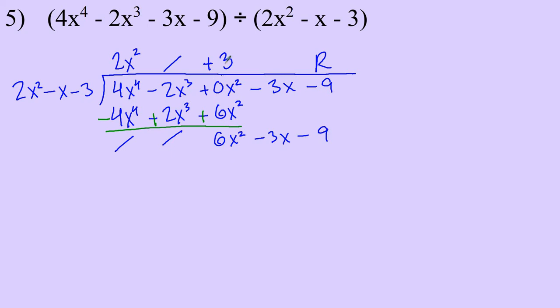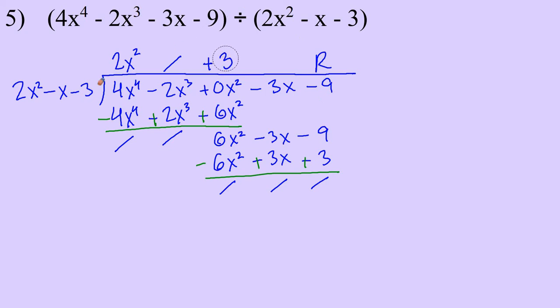Okay, so 3 times 2x squared is 6x squared. 3 times negative x. 3 times negative 3. This is great because this cancels, and wait, this is supposed to cancel. Did I not write 9?